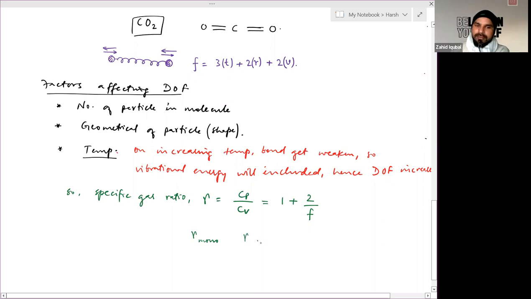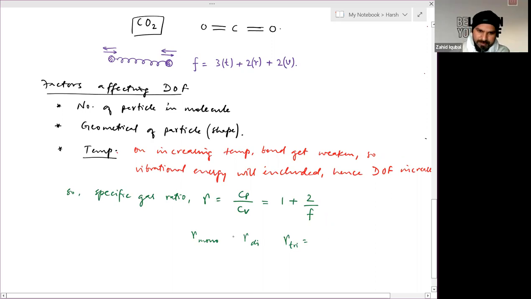Gamma for diatomic is 1 plus 2 by F. F is 5 for diatomic at low temperature, so it will be 7 by 5, that will be 1.4. And gamma for triatomic, F is 6, so it will become 1 plus 2 by 6, which is 4 by 3, so it will be 1.33.